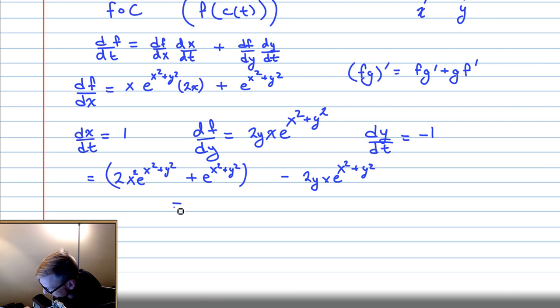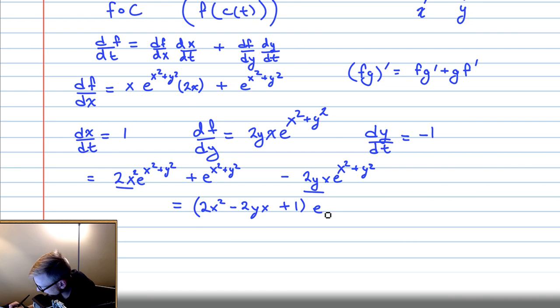Then let's take out an e to the x squared plus y squared, because it's in common with all the other components. So what are we left with? We've got 2x squared minus 2yx, and plus 1, acting on e to the x squared plus y squared.